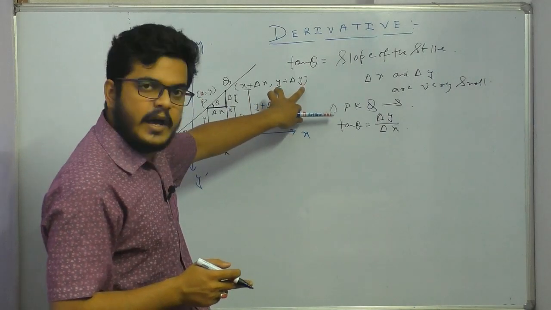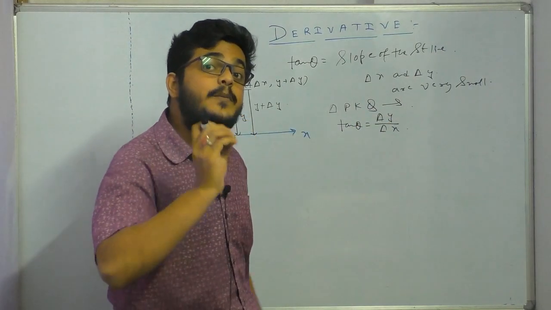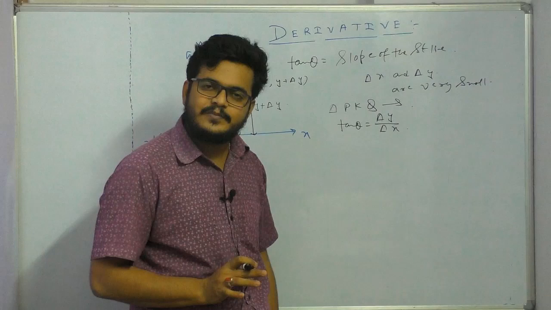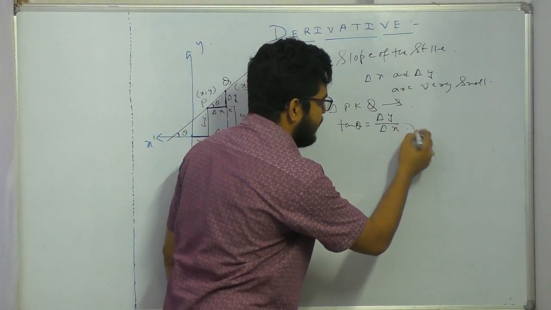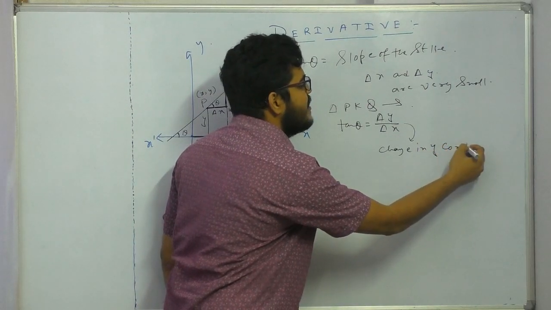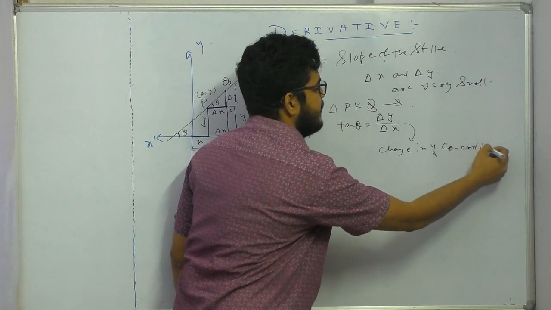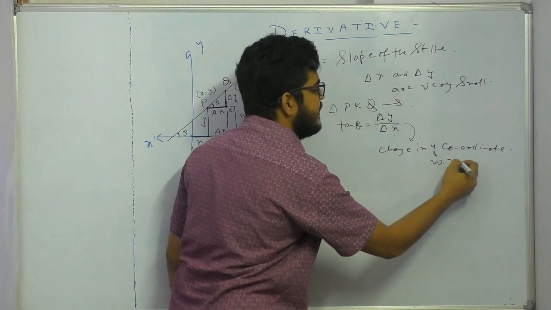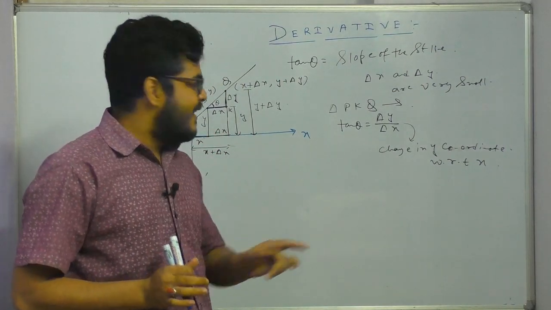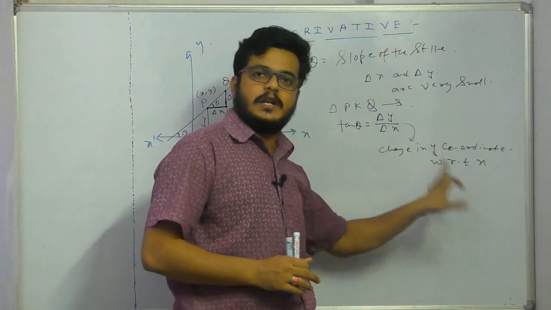Then the final y coordinate is y plus del y. The initial y coordinate is y. Then the change in y coordinate is y plus del y minus y, that means del y, by the change in x coordinate. This is called change in y coordinate with respect to x. Del y by del x means change in y coordinate with respect to x.